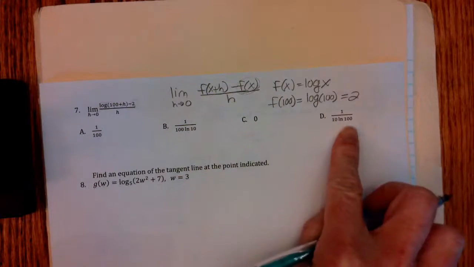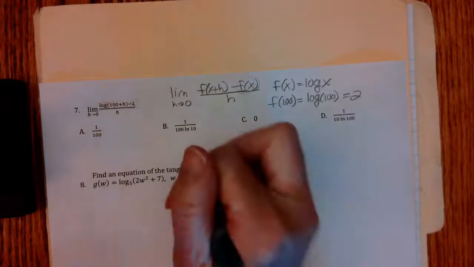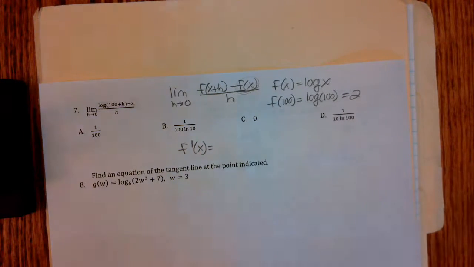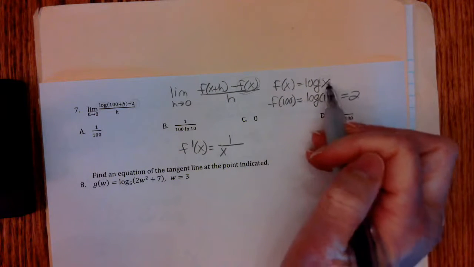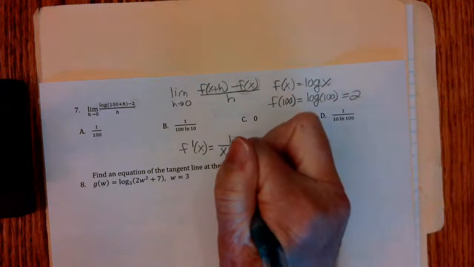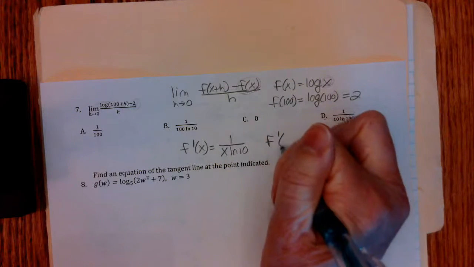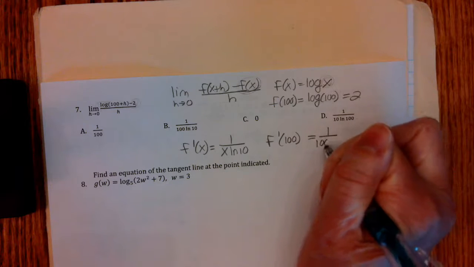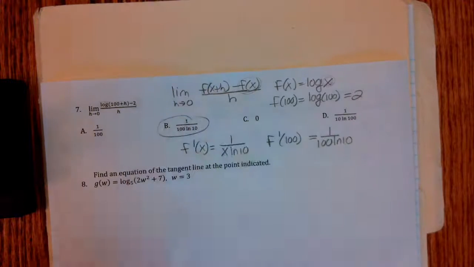What these all represent would be the derivatives, because this is the derivative setup. So I'm going to now take the derivative using the log properties we just learned: 1 over stuff inside the log times the natural log of its base. By the chain rule, the derivative of x is 1. What we're finding next is the derivative at 100. So we have 1 over 100 times the natural log of 10, which is choice B.